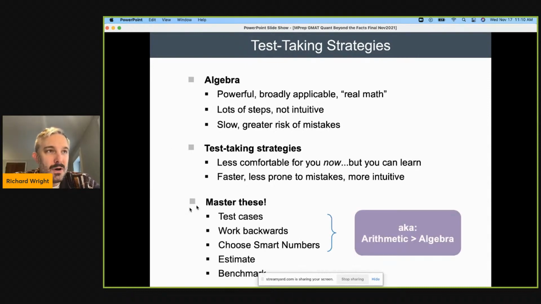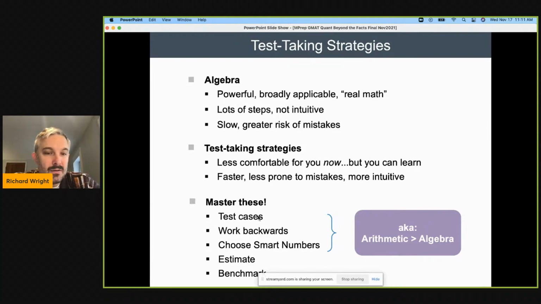So I'm not going to walk through all of these, but this is a great list of test-taking strategies that are available to you. Working backwards was one that I just showed a hint of in the last problem. Testing cases is great for data sufficiency problems. Smart numbers is something we'll see a little bit in a while. Basically, the idea of smart numbers is pick a number, just any number, and plug that in for the variable in a problem and see what happens. It makes things more concrete.